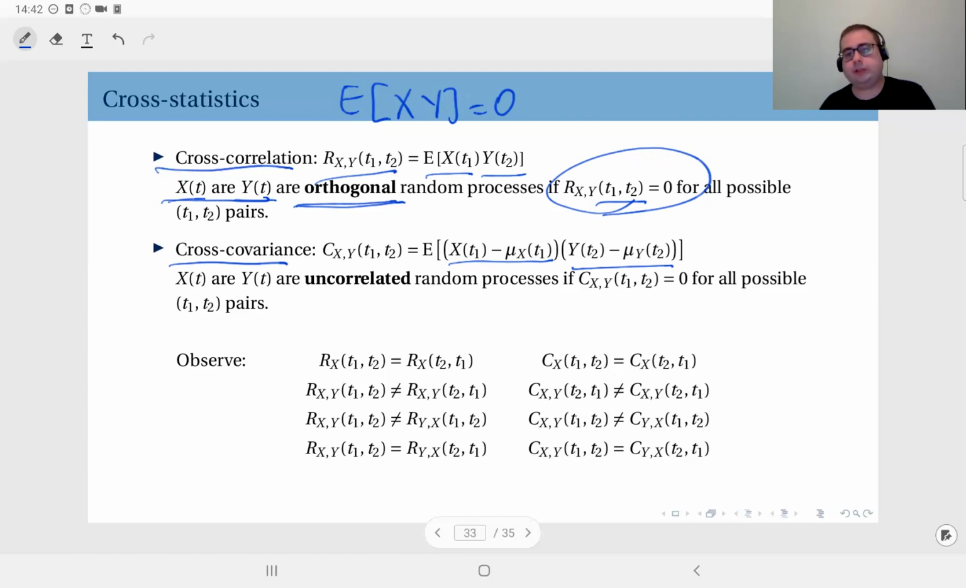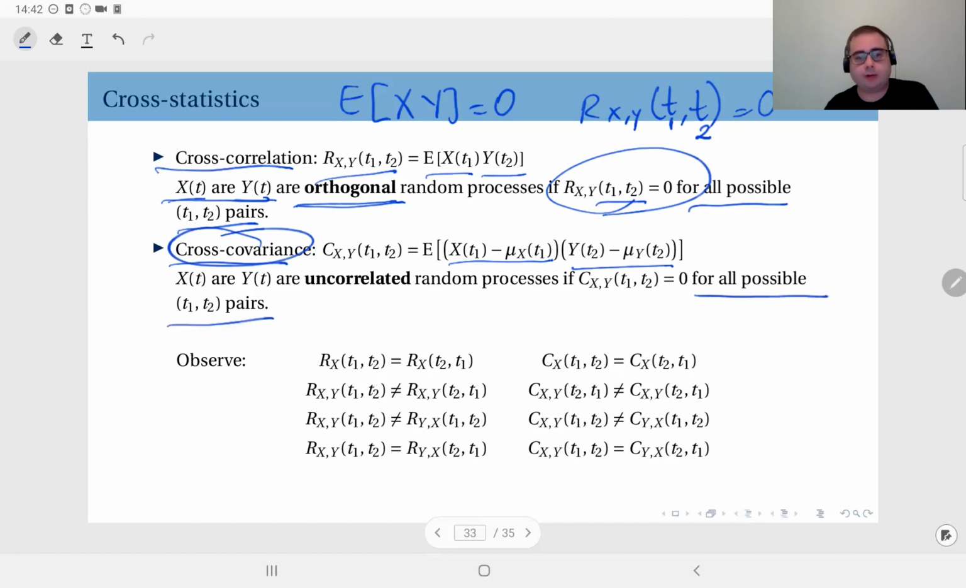And this translates to random processes, but this is important for all possible T1, T2 pairs. Sometimes students get confused when, let's say, the cross correlation at t and t, the same time instant, is zero for all t values. This is not sufficient for calling them orthogonal. You have to make sure when you observe them at different time instants, they also have to be orthogonal. Okay? And similarly, when the cross covariance is zero, again, for all possible T1, T2 pairs, we call them uncorrelated random processes.